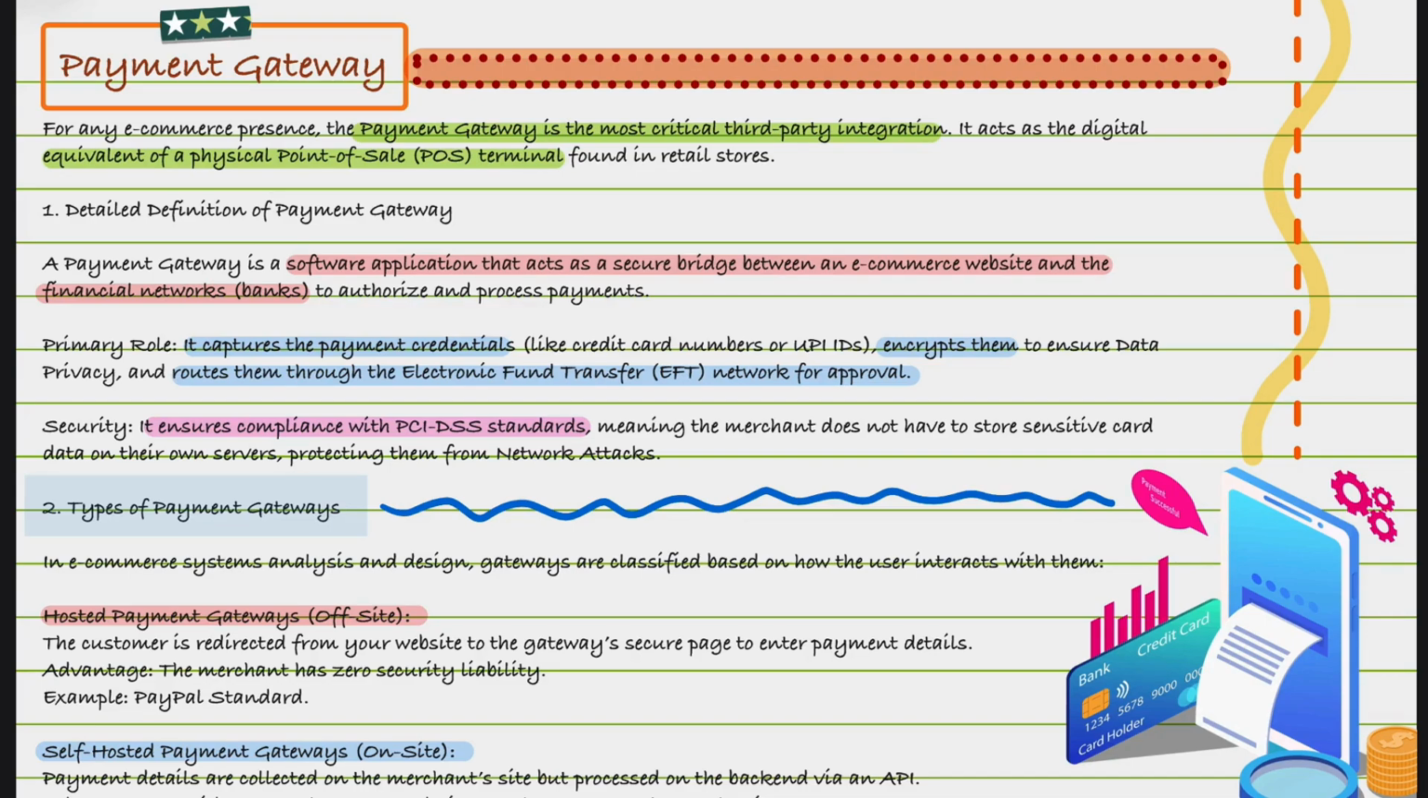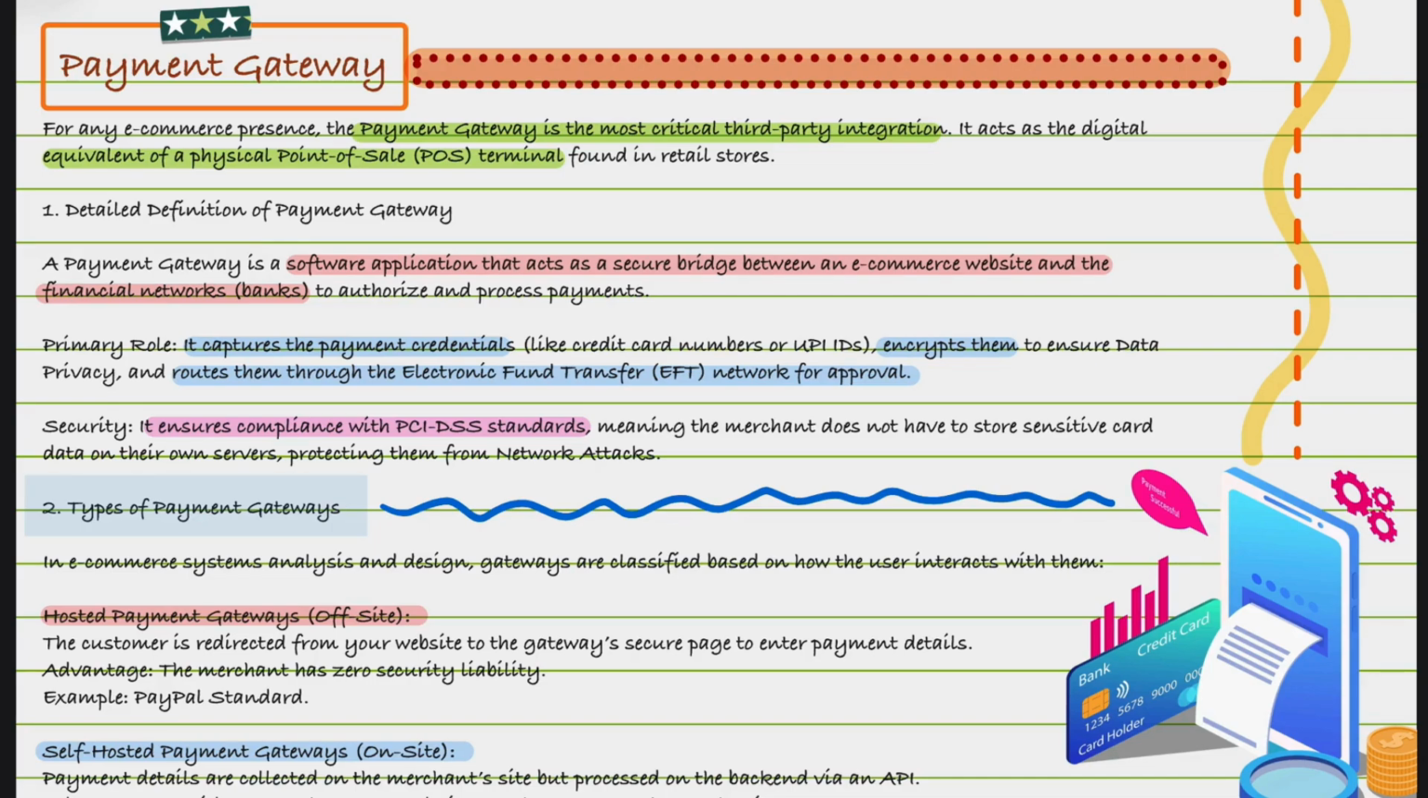Think of it as equivalent to the point of sale terminal that you see at a local store cash counter. What happens over there? The primary goal of a point of sale terminal is to let you securely pay and take away your goods, right? So the primary goal of payment gateway is to securely capture the payment credentials, instantly encrypt them, and preserve them so that there is data privacy, and route the data packet through the electronic fund transfer network for immediate institutional validation.